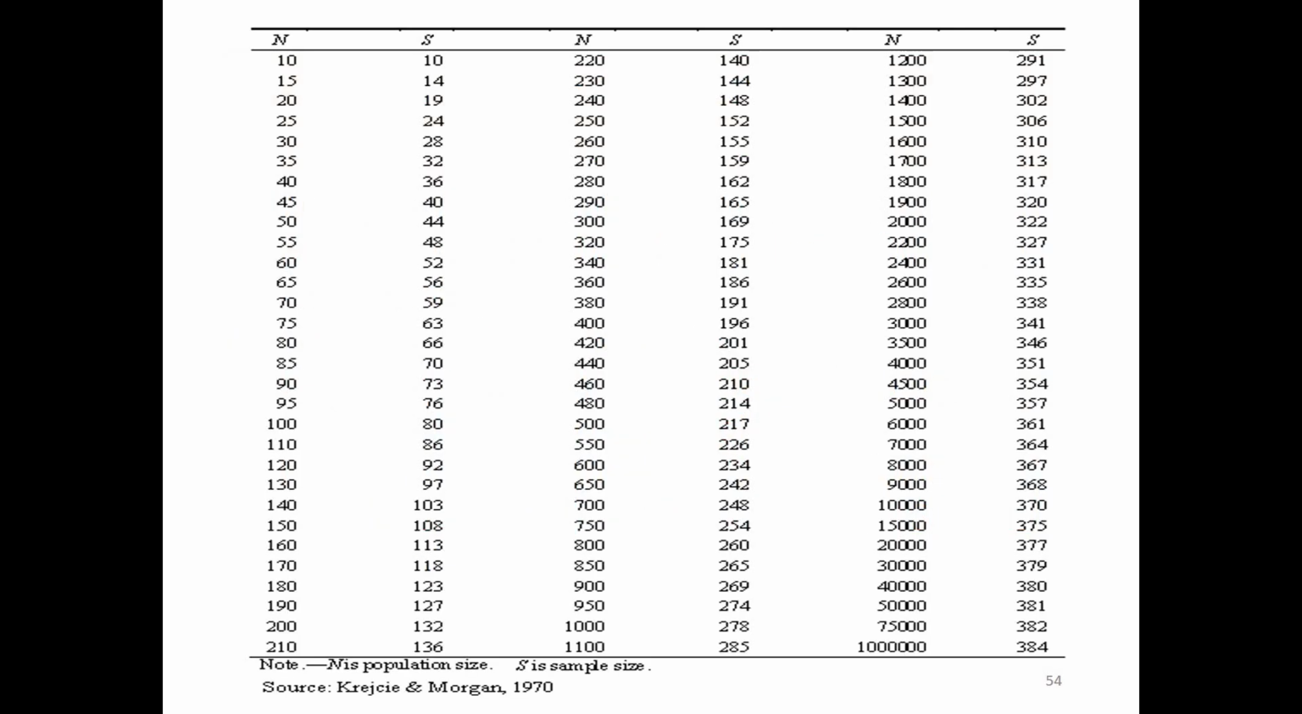This is a guideline you can use to calculate the sample size from the population. For example, if your population is 10 elements, you have to select all elements as a sample. If your population size is 100, then you have to select at least 80 elements from your population as a sample. If your population size is 1000, then you have to create a sample with 278 elements.